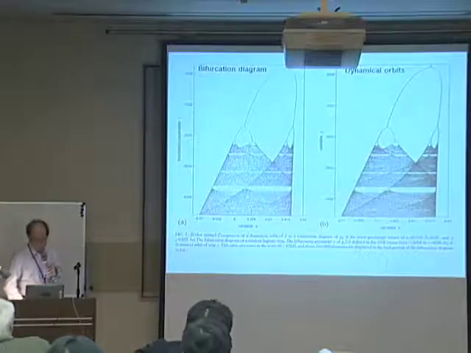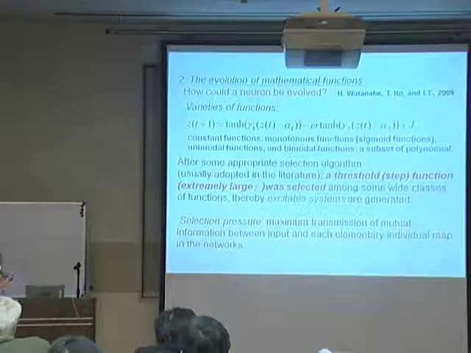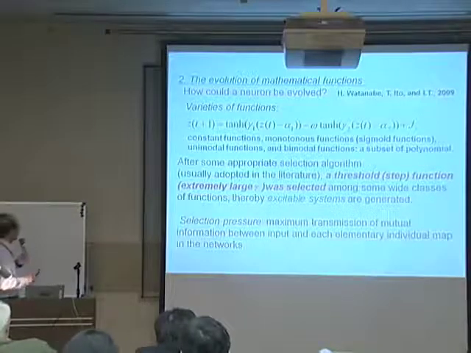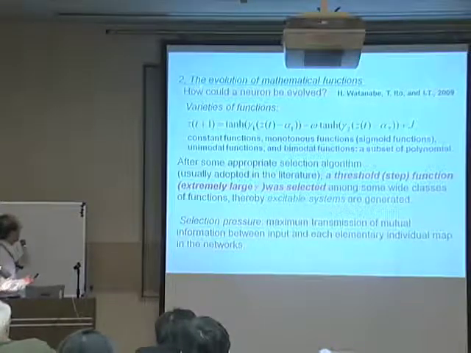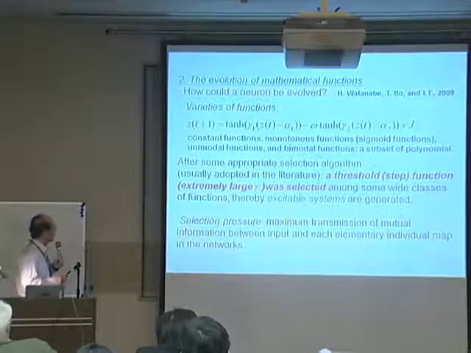Okay, the second topic is about the evolution of mathematical functions, which may be related to the first one. The motivation is: how could the neuron have evolved? This work is ongoing.